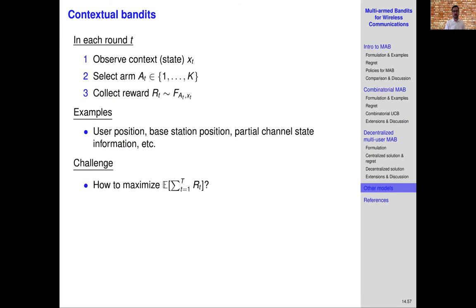Here, the challenge is again how to maximize the expected cumulative reward. Now, the problem is that the expected rewards depend not only on the arm, but also on the context, and this is unknown.